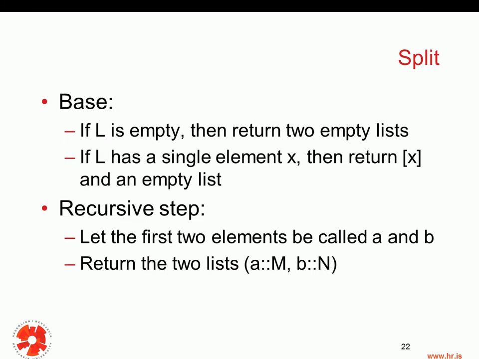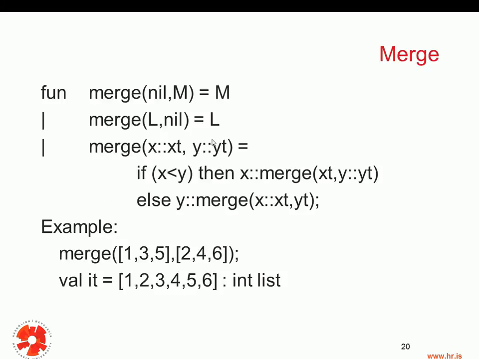If we go back to merge, are we specifying types here? No, but we're using the less than operator here. Remember that we said that if we don't give any types, the default type is integer. So since we're using less than, it infers that we're using less than for integer types. So if x and y are integers, then it infers that we must be working with integer lists.